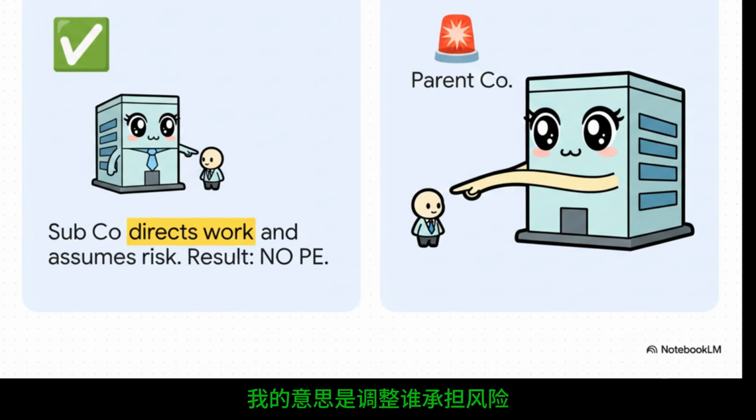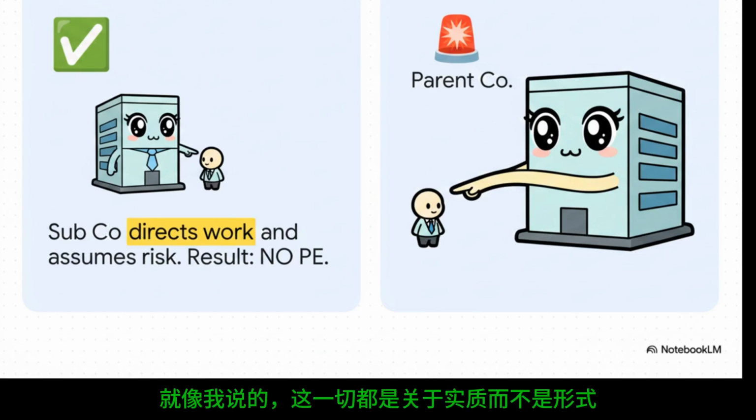And the anatomy of this trap really comes down to substance over form. Just tweaking who assumes the risk completely changes your tax exposure. Imagine a scenario where the parent company assigns an employee to a subsidiary, but that subsidiary directs the work and takes the risk. In that case, you trigger no PE. But if the parent company continues to direct the work, assumes the risk, and pays the salary, bam, a PE is triggered. Like I said, it is all about substance over form.